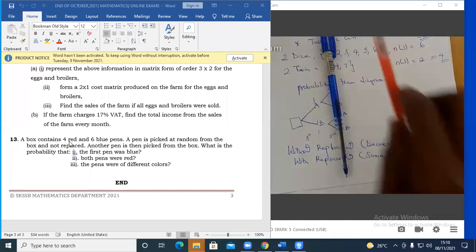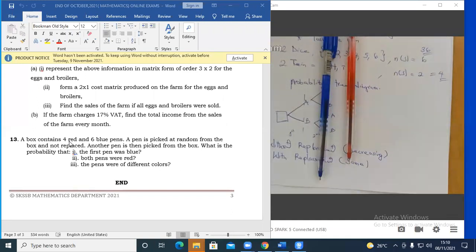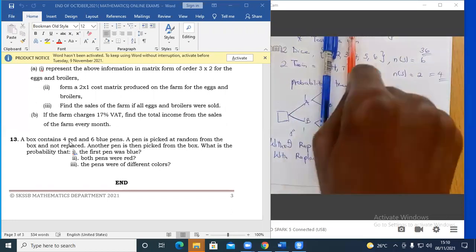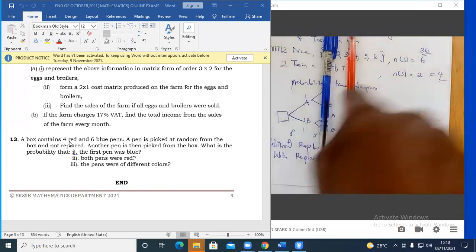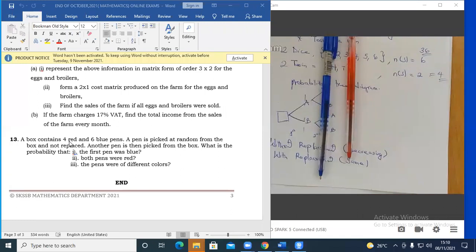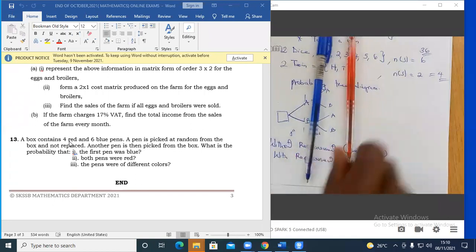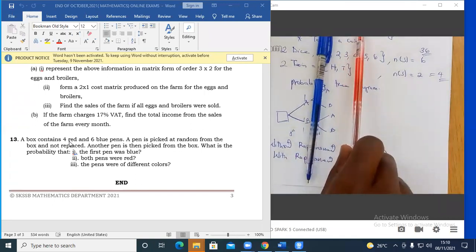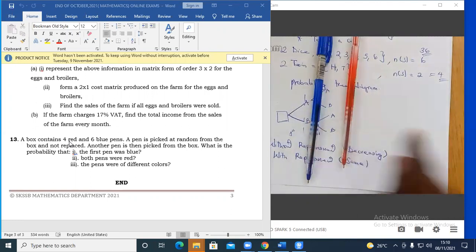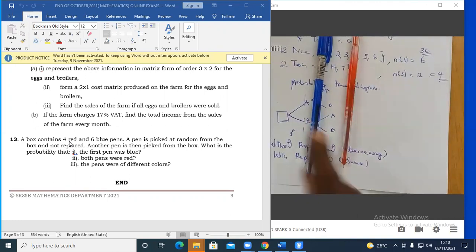We are saying if this is a box, assuming this is the box they are talking about, and in this box, how many pens are you seeing inside? There are 2. How many blue? 1. How many red? 1. So what is our sample space? 2.